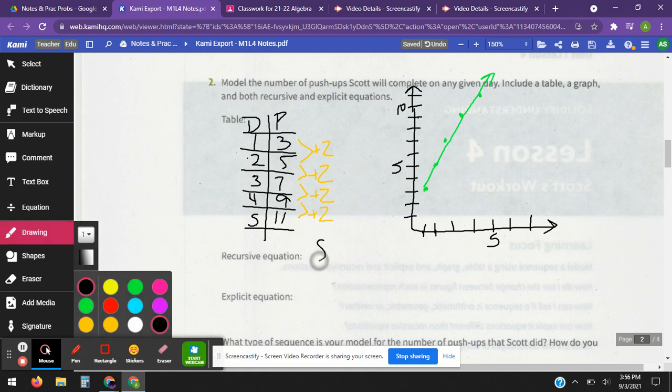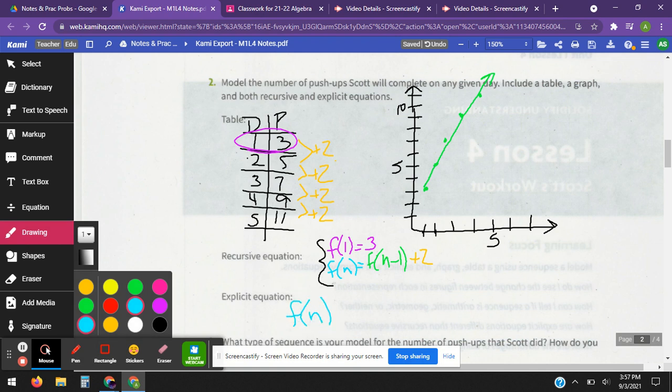All right, so my recursive equation. Let's start with what we start with. f of 1, my first term, is 3. Then my next term is going to be my previous term. And then what are we repeating over and over? +2.